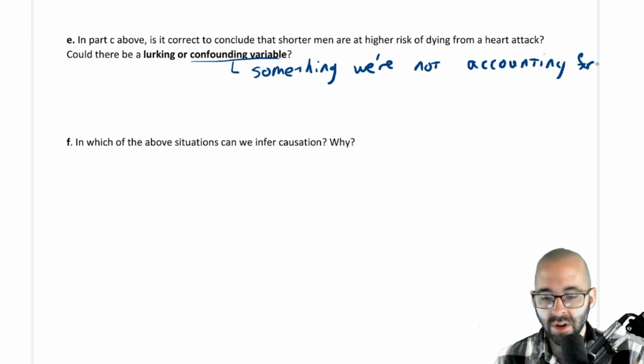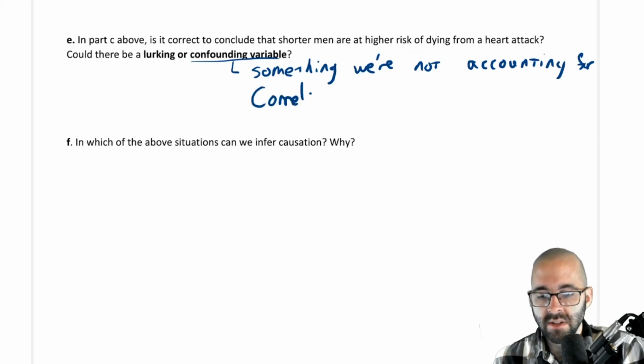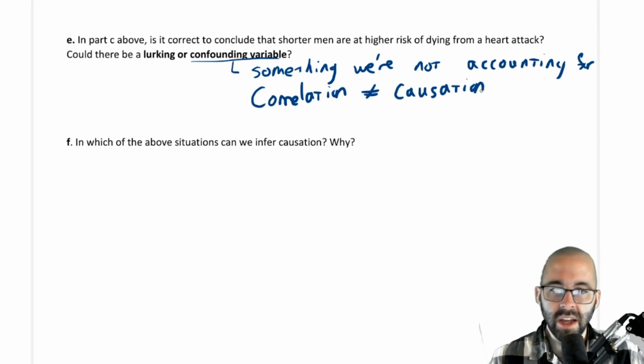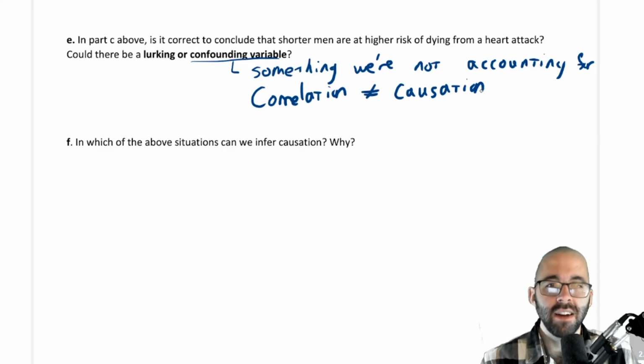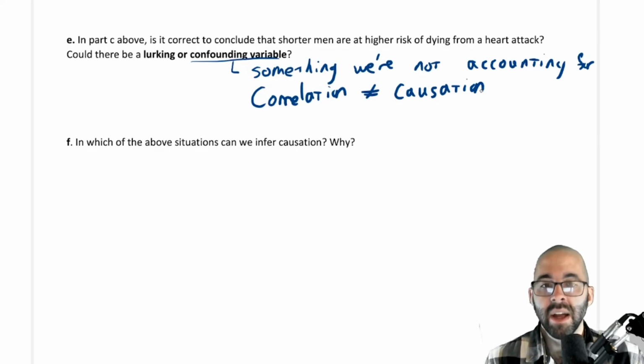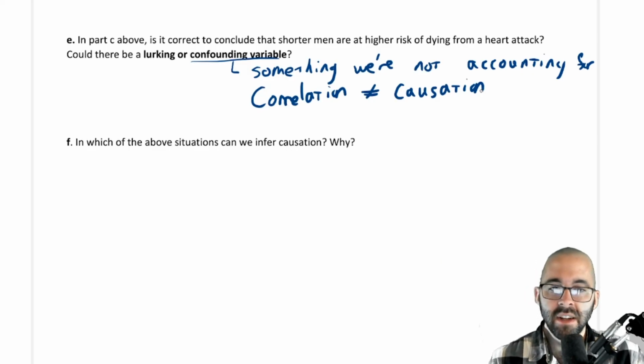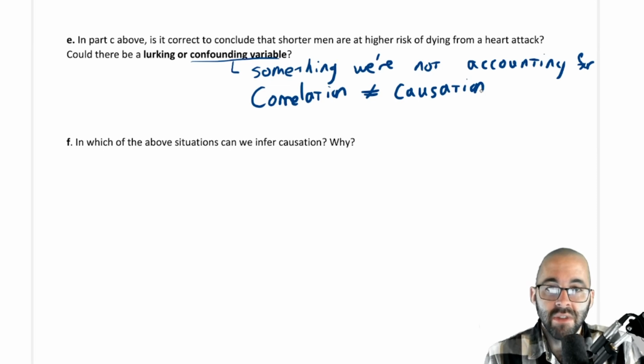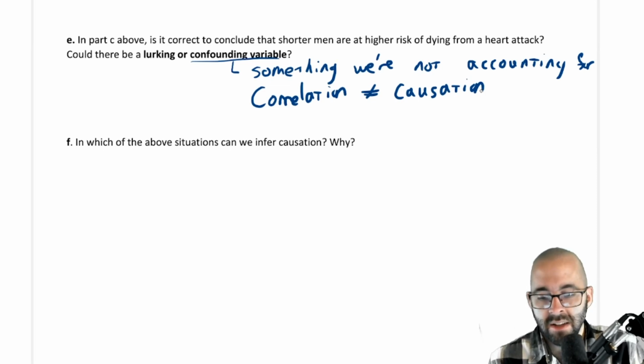Another thing that you may have heard or may have not heard is that correlation is not the same as causation. So for example, maybe there's something that's causing both. Depending on where the study is, maybe these men have a poor diet. And if you have a poor diet, that can affect your height, and it can also affect the chance of you getting a heart attack. That's one example right here.